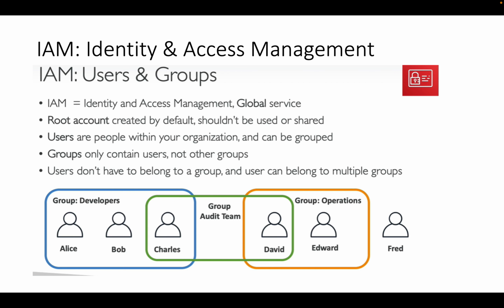Here we can create 3 different groups, right? We have a developer group, an audit group, and also an operation group. Then Alice and Bob only have access to the developer group. And Edward only has access to the operation group. But for Cherish and David, David has access to the operation group and also the audit group, but Cherish has access to the audit group and also the developer group. Yep, this is the main thing that we need to define.